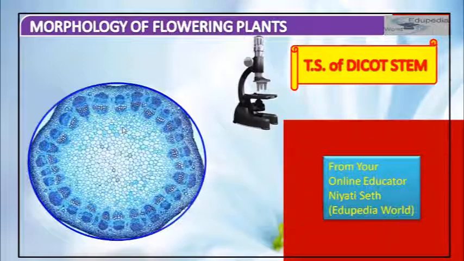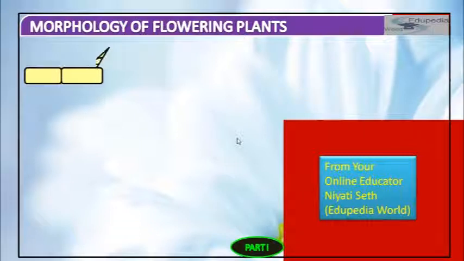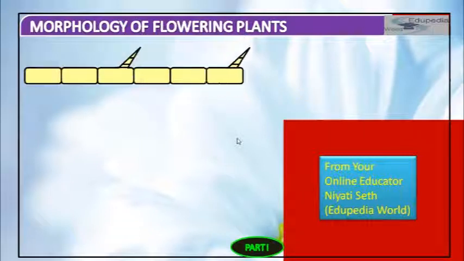An example of Dicot stem could be Helianthus annuus, that is sunflower. The botanical name of sunflower is Helianthus annuus, students. So this is part 1, in which we will study about the epidermis, students.